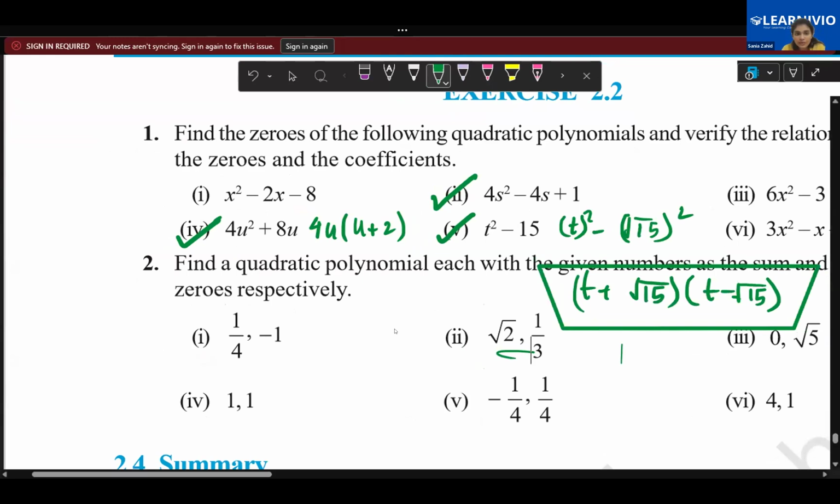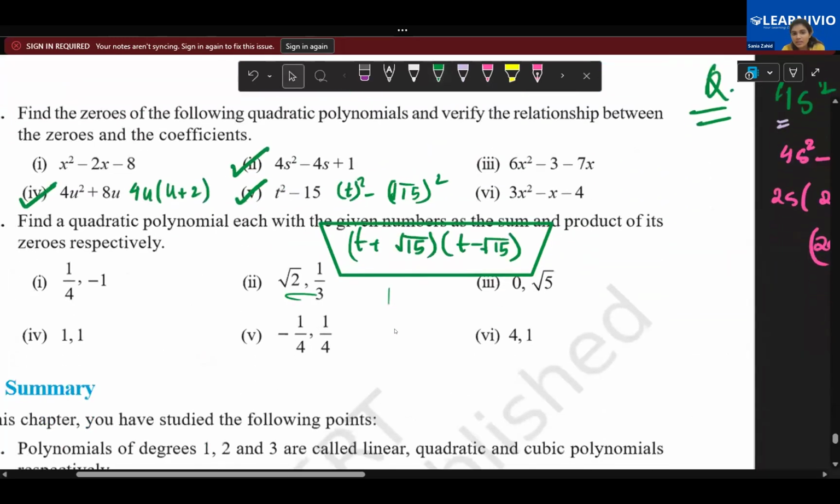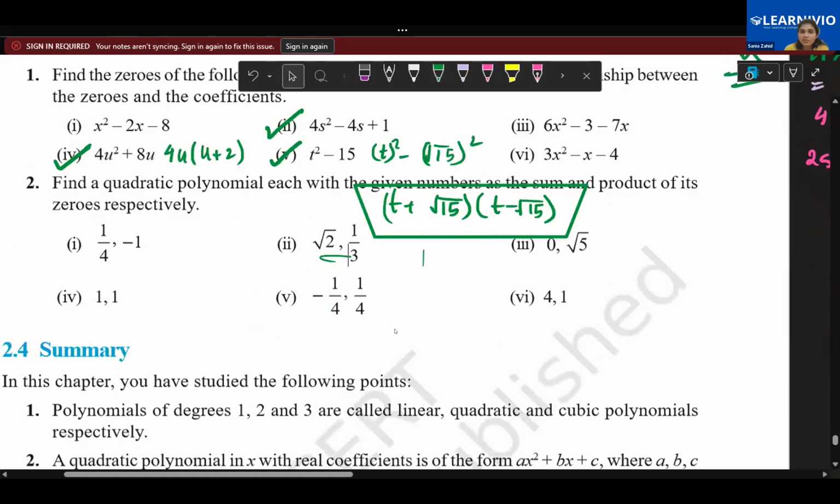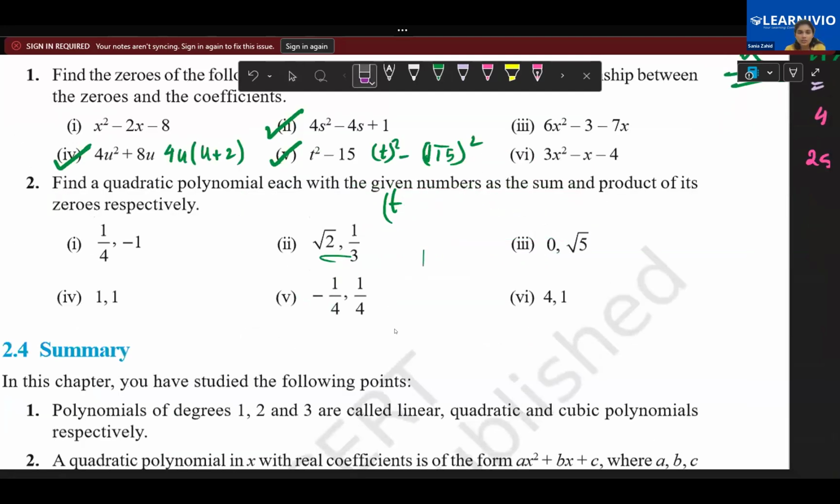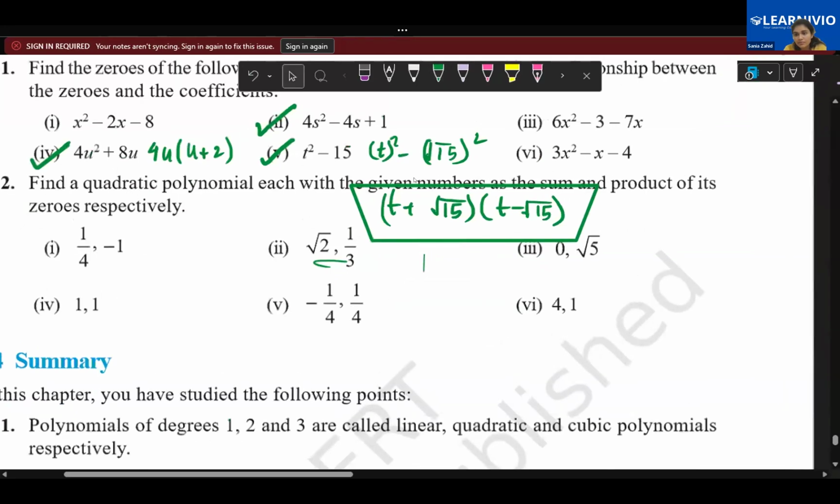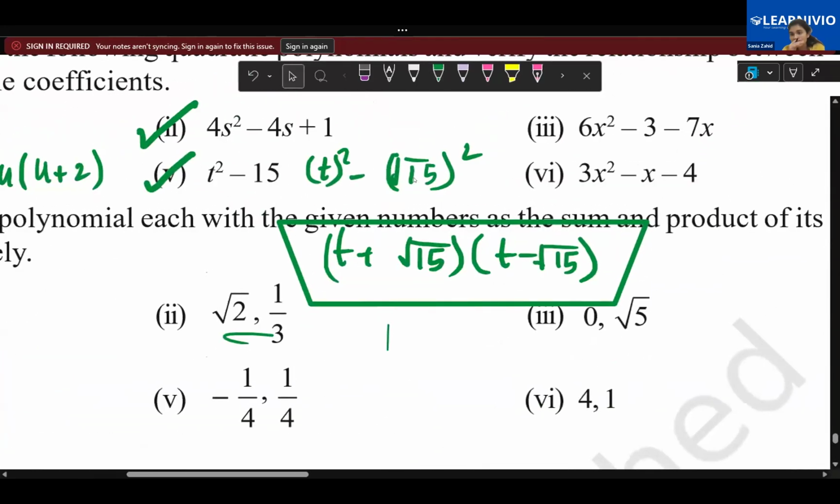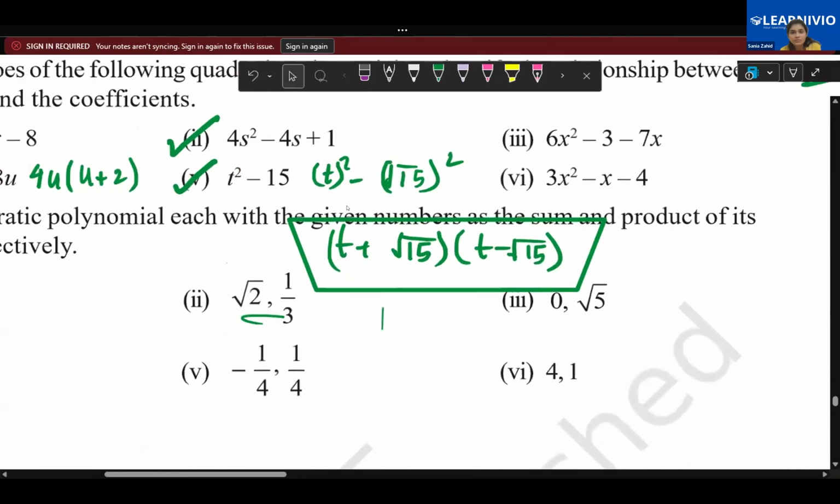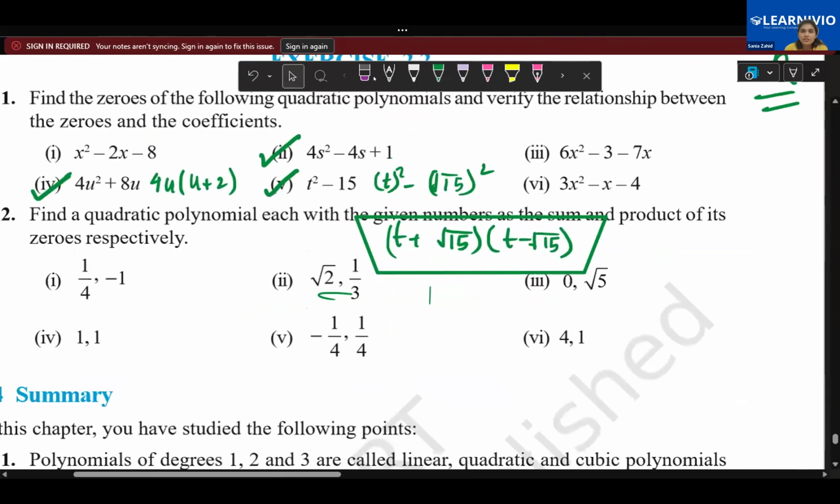So now come to the second one. Now you have to find a quadratic polynomial with the given numbers as the sum and the product of its zeros respectively. Now it's the same question. Ma'am, the fourth one, can you do again? I'll do again. You want me to write it again? Explain it? Okay. Shall I do it now, children? Yeah.